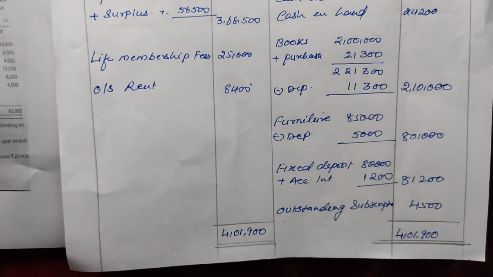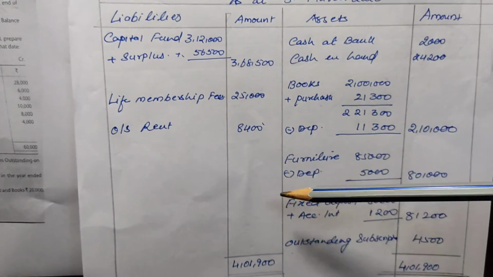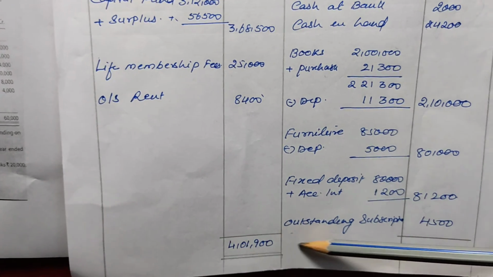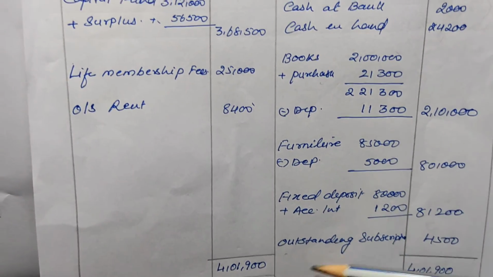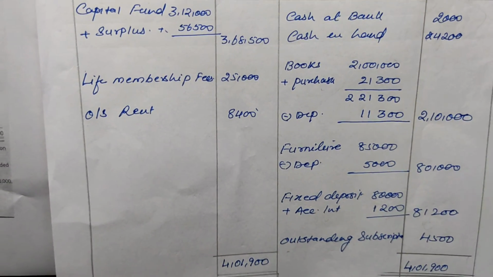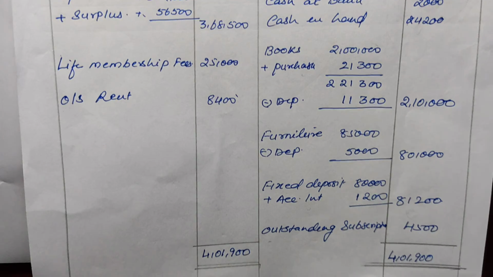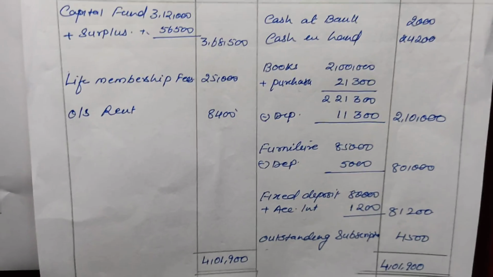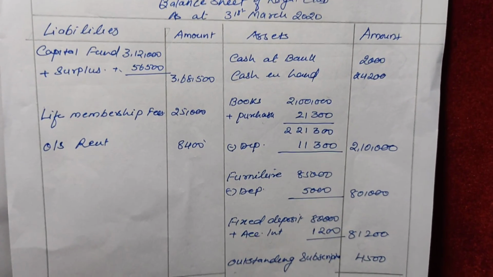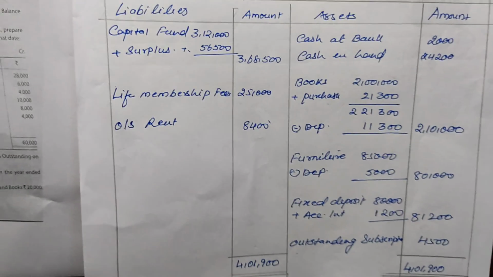So now what is our next step? We have to total the asset side and total the liability side, and your totals must be the same. If they are the same, it means you have done it correctly: your surplus is correct and your capital fund is also correct. So finally we have to total and tally our balance sheet. In this way we have to prepare the opening balance sheet as well as the closing balance sheet.